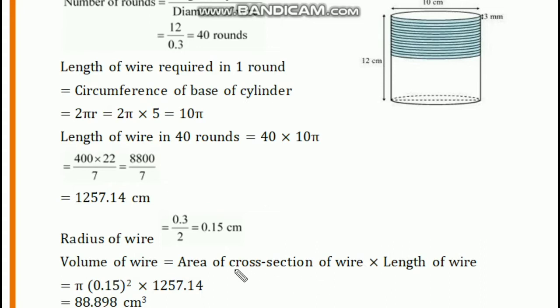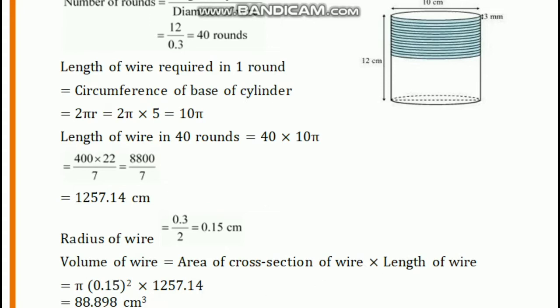So we know that the wire is looking like a cylinder shape. What is the formula for cylinder? Pi r square h. So pi r square is the area of cross section, that is circle shape, and the length of the wire is the height. So the area of cross section is pi r square, into the length of the wire, which we already found. What is the length of the wire? 1257.14. Then simplifying, we get the answer as 88.898 centimeter cube, the volume of wire.